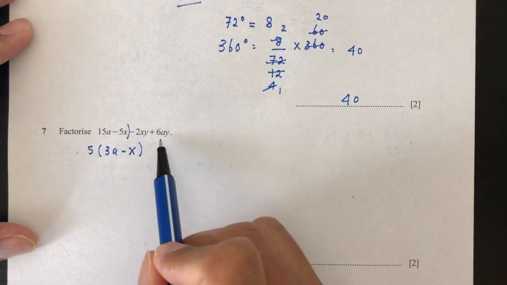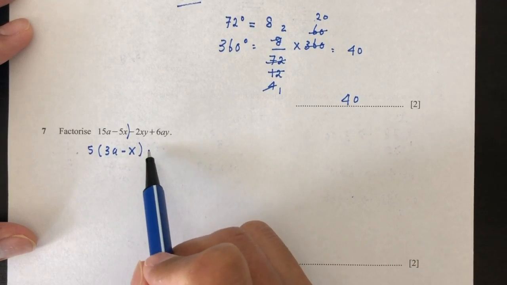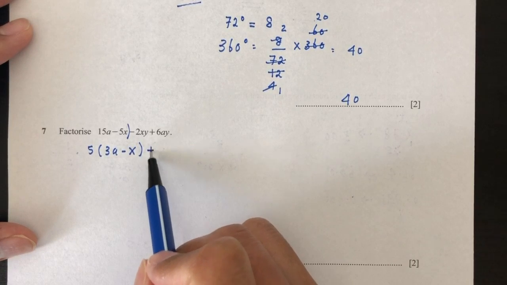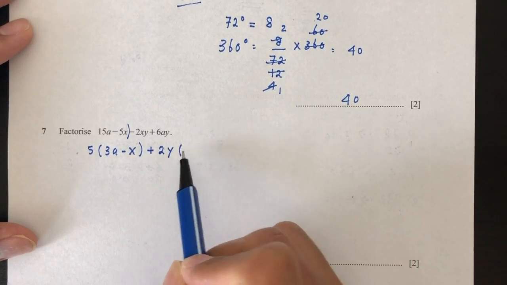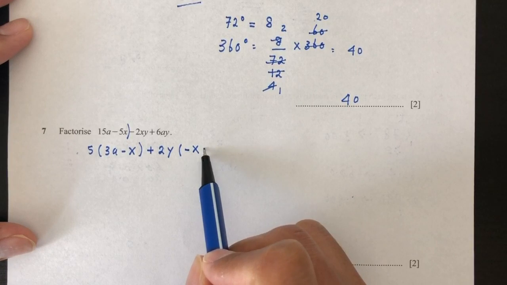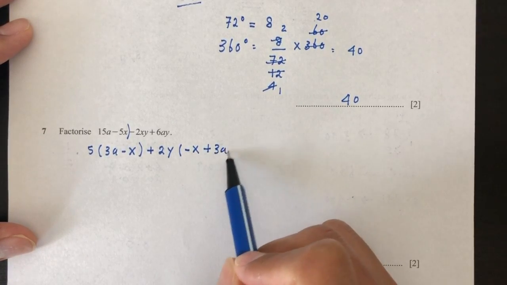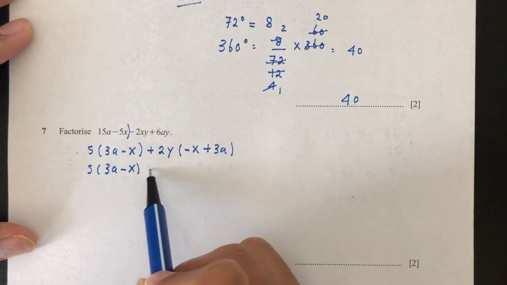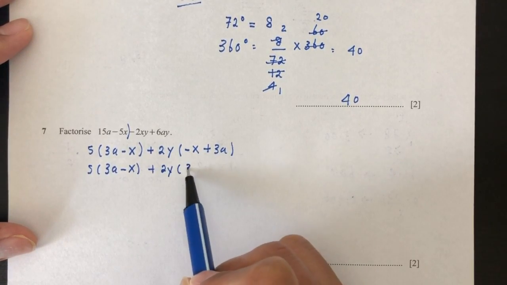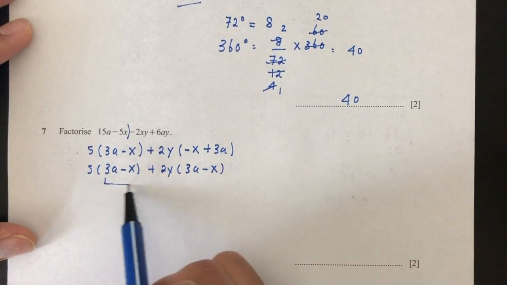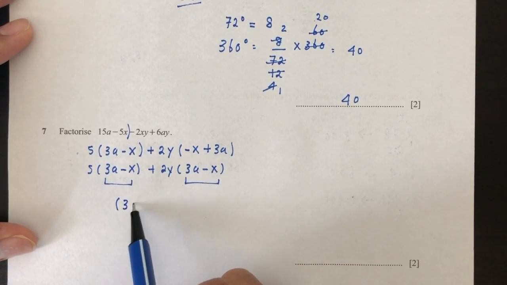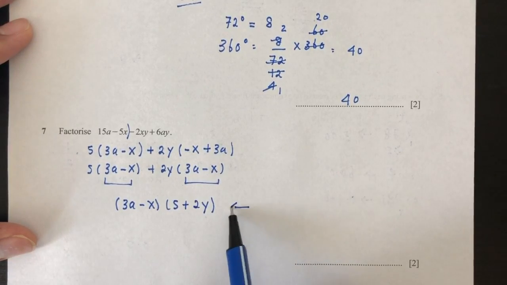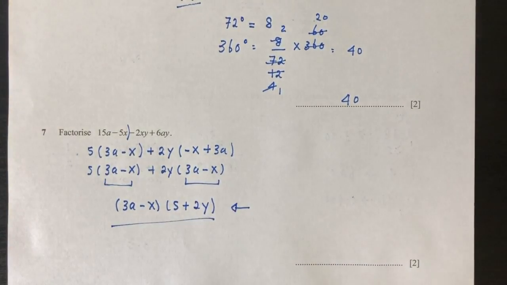And then for this one, let's just take out y. Sorry, we have 2 and y common, so take out 2y. So plus 2y out, you will have minus x plus 3a. Now if you rearrange this, you will have 5, 3a minus x plus 2y, 3a minus x. So these two are the same, we can take it out. So 3a minus x, that will be 5 plus 2y. This will be 7.